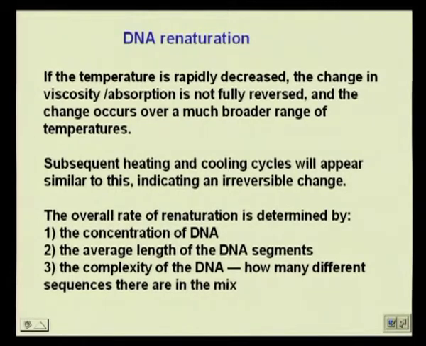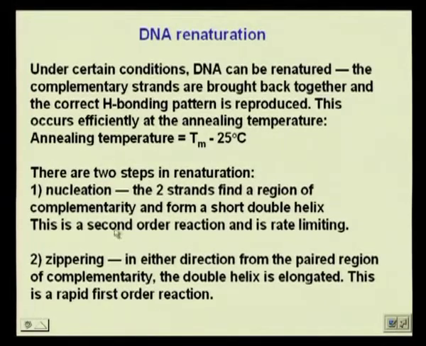Okay. So, we have the overall rate of renaturation determined by these specific factors: the concentration of the DNA, the average length of the DNA segments, and also the complexity of the DNA. Now, under certain conditions, DNA can be renatured. When we say renatured, in this case, what do we mean? How is it different from the renaturation of proteins?